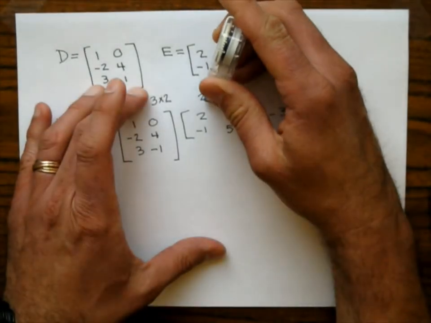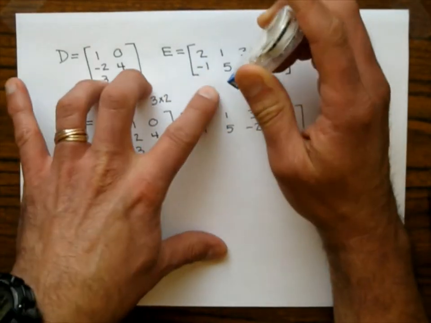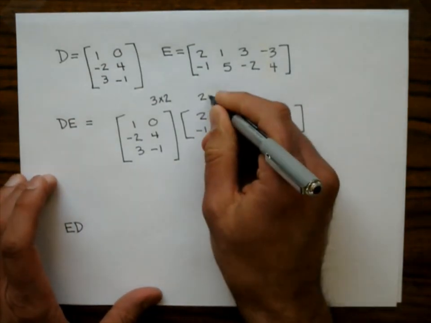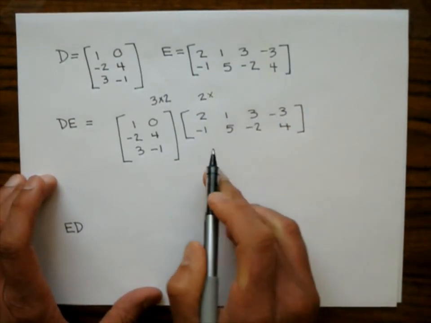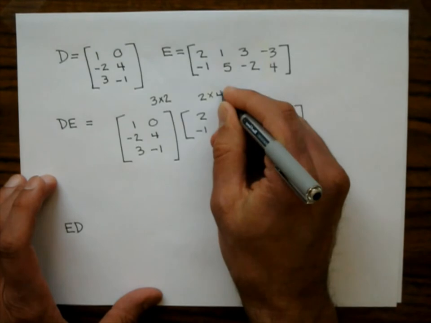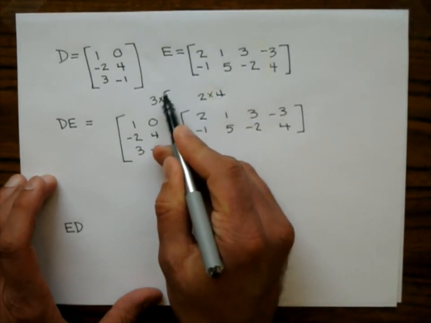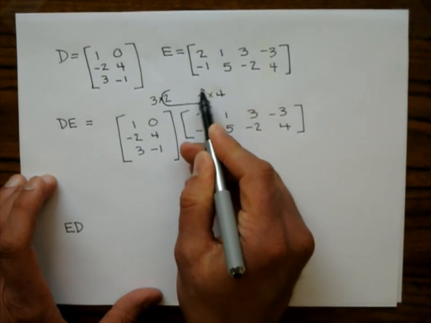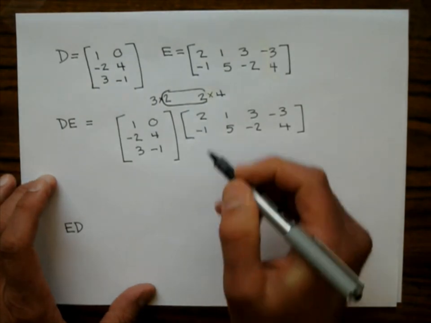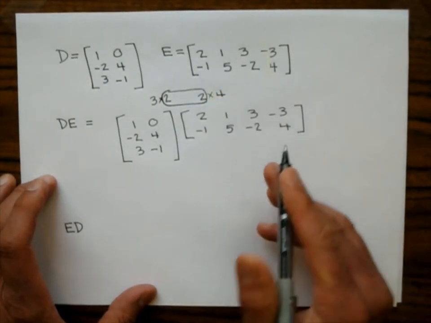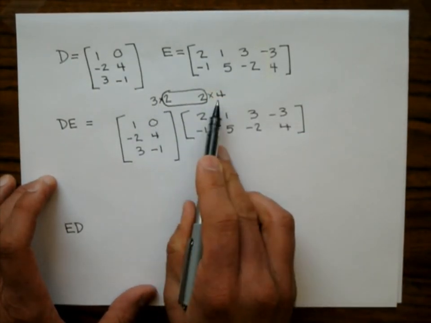Normally, I would just leave that there, but because I'm PDFing these and putting them on the website, I have to use the whiteout more than I would. 2 by 4. Now, you can multiply matrices together if the inside numbers are the same. And they are. And your result is going to be a 3 by 4.